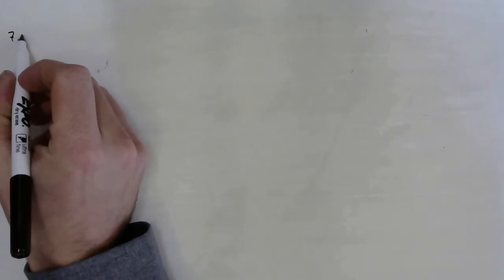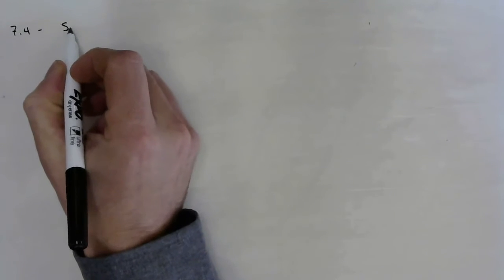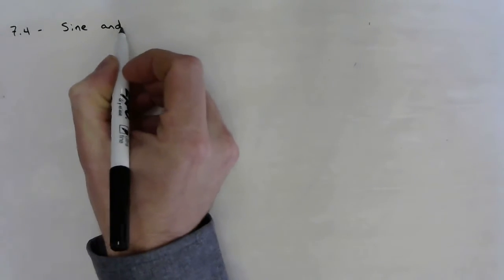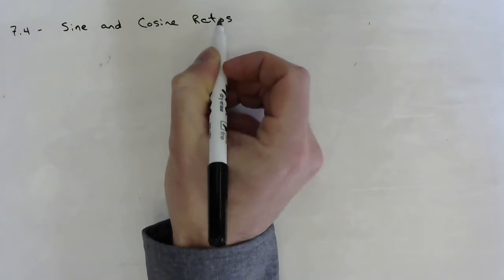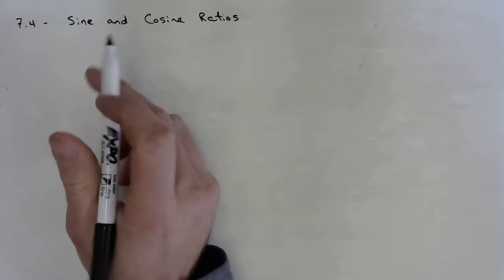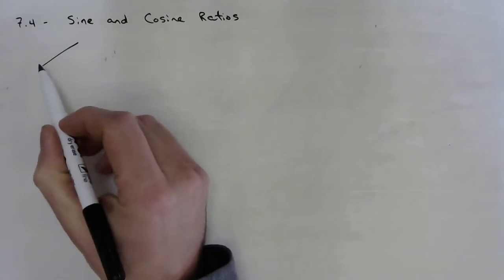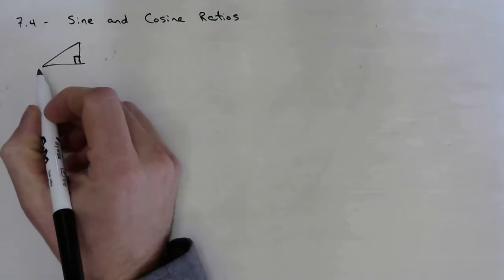Well, here we are, lesson 7.4. We are on sine and cosine ratios. Okay, yesterday we got familiar with using the tangent ratio, and we figured out that the tangent ratio was a ratio that compared two side lengths in a right angle triangle.